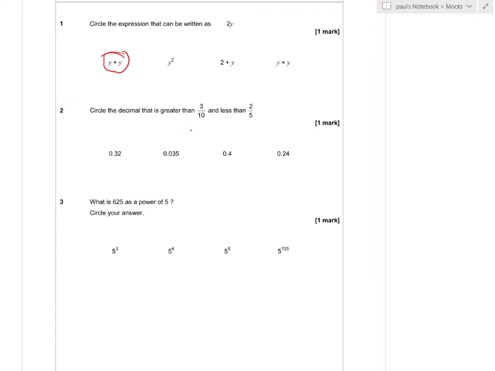Well, 3/10 is 0.3 and 2/5 is, well, 1/5 is 0.2, so 2/5 is 0.4. So we've got something in between, greater than 0.3 and less than 0.4. It's going to be this one here.